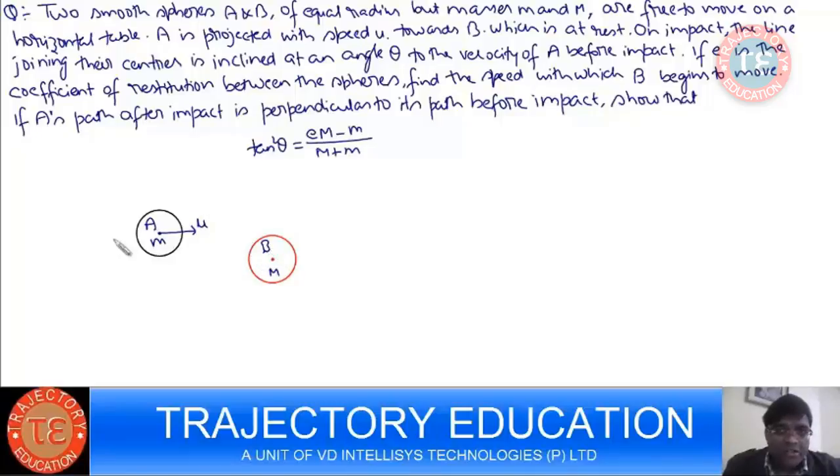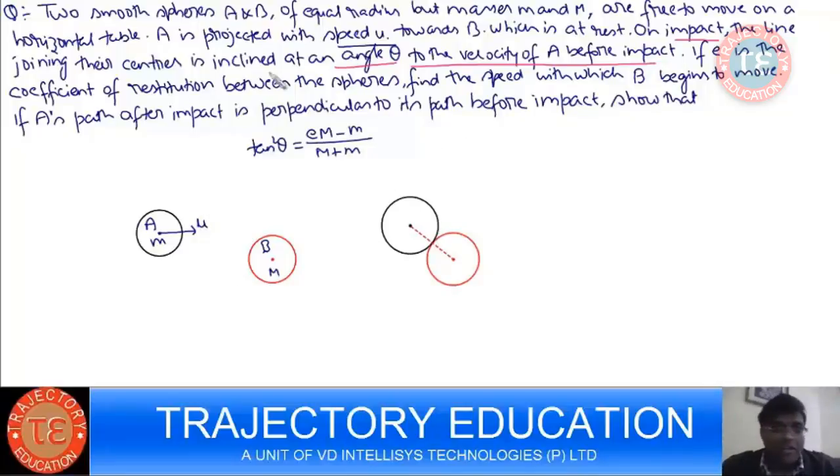See, in technical terms, we call this one a projectile, and this one the target. This is at rest, this is moving, this is projected towards B, right? Okay, so B is at rest and A is projected with a speed of u. The information is very important. On impact, the line joining the centers is inclined at an angle theta to the velocity of A before impact. So let me draw that. This is the line joining the centers and it is inclined at an angle theta to the velocity of A before impact. If e is the coefficient of restitution between the spheres, find the speed with which B begins to move.